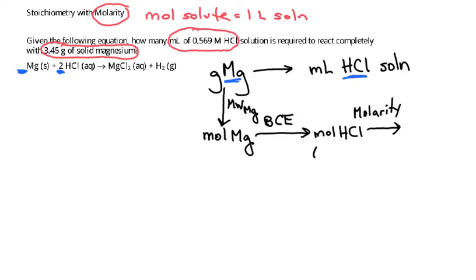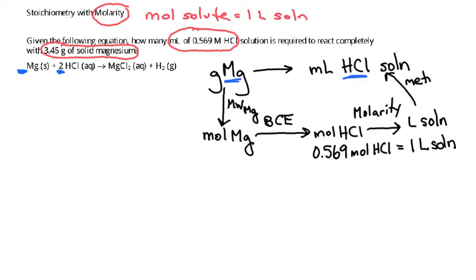We're told that the molarity is 0.569 molar. That means that there's 0.569 moles of HCl in 1 liter of HCl solution. So we're going to use that molarity to get us to liters of solution, and then finally to get to milliliters, it's simply the metric system.